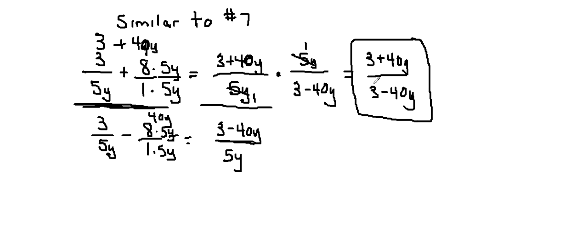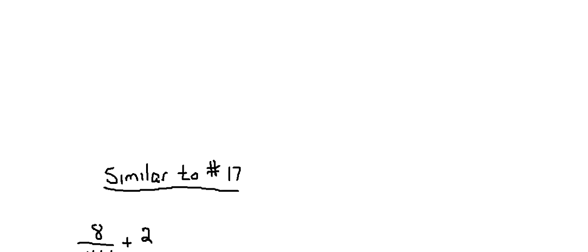Nothing I can do here to simplify that at all. These are not opposites. It would have to be 40y minus 3 for them to be opposites. So this is it. I'm done. So that's similar to number 7. Now if you can factor something out, you would, and then do some canceling if you can, but I can't. So don't force it.